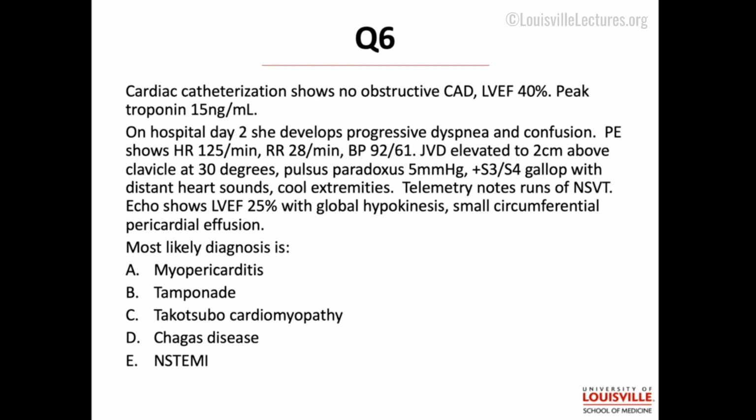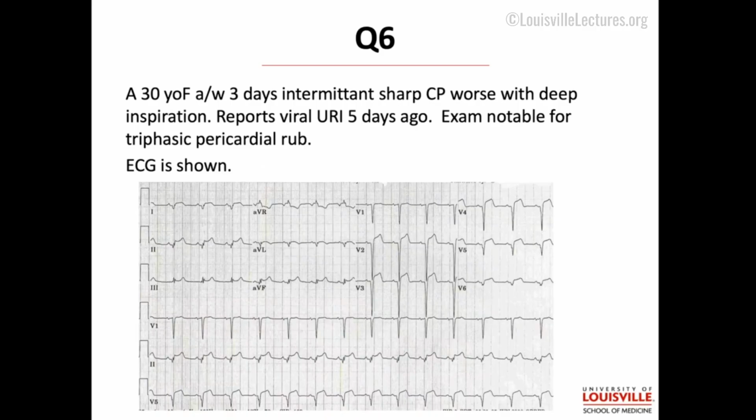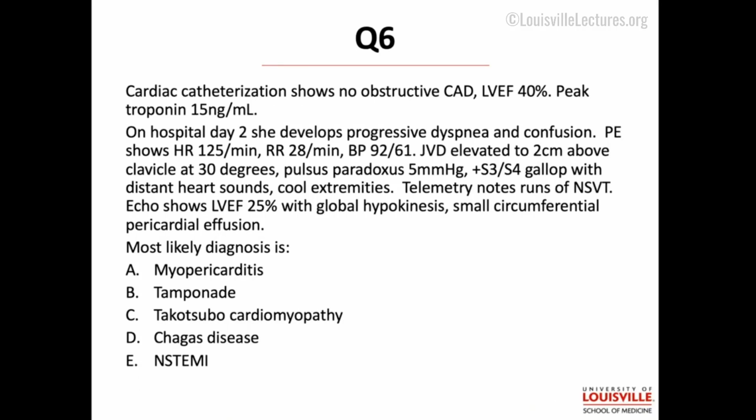Okay. Now from the first description, triphasic rub, recent viral URI, and you're seeing diffuse ST elevations, you should have already been thinking about pericarditis. Then when we added in this rapidly progressive clinical course, she becomes tachycardic, tachypneic, hypotensive, she has JVD, she has a gallop and cool extremities. This is making you quite concerned that she is getting worse.